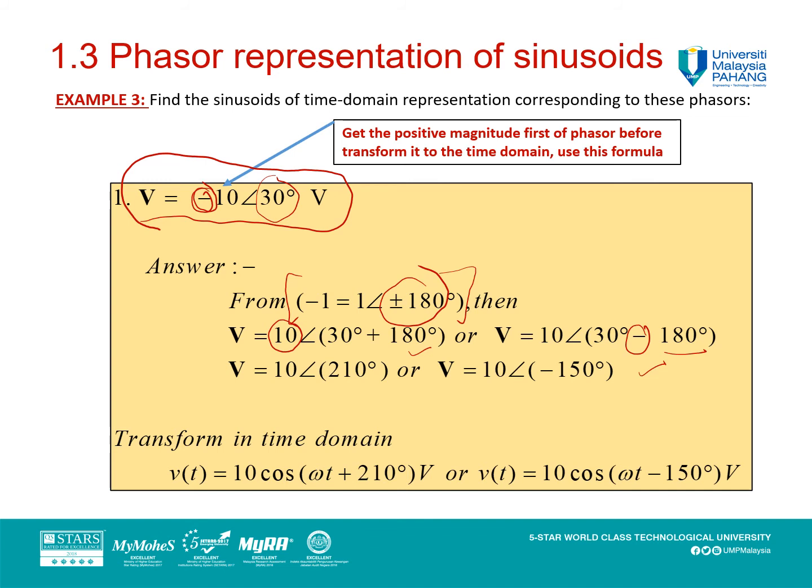Then you transform back, and your answer in time domain is 10 cos omega t plus 210 degrees. The important thing is that the time domain is v(t) here. You have the v(t) and you have the omega t. Never mind, you do not have the frequency yet, but you just put omega t in the equation. Complete it with a cosine or sine function. This one is a cosine function. The other form you can have is the negative 150 degrees, so you have two answers here.